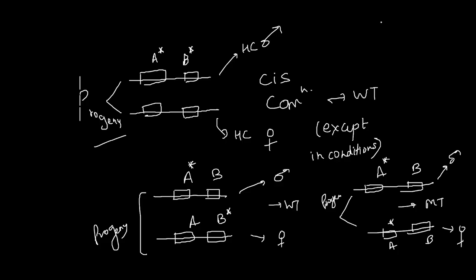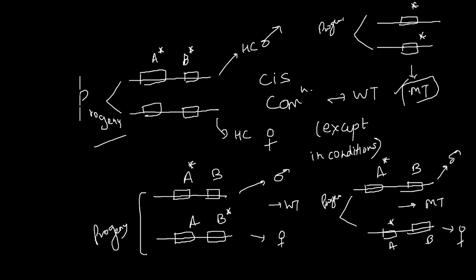It could happen in the case of a single gene also. In the case of a single gene, if this is your progeny and the single gene is controlling a particular trait, then if the mutations are present on the same gene also, you are always going to get the mutant phenotype. Okay, so this is like the trans complementation.